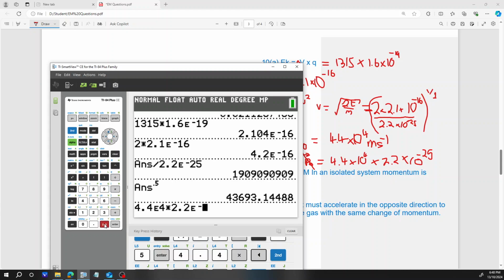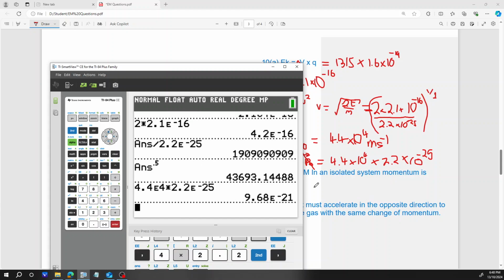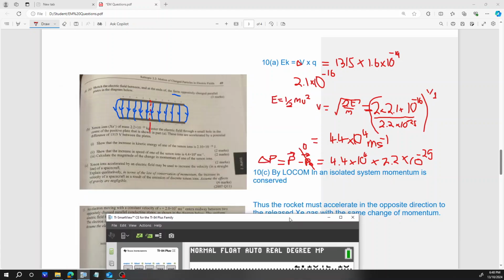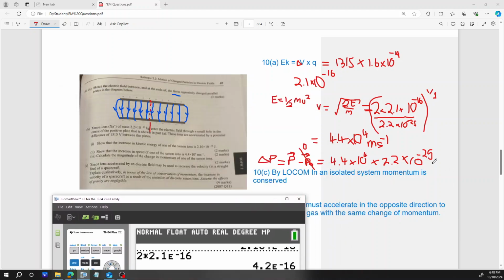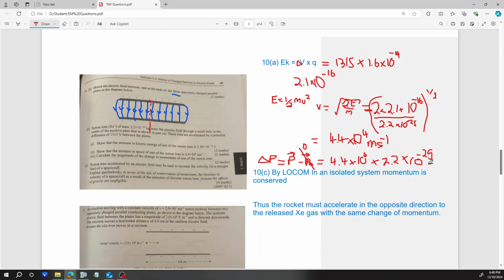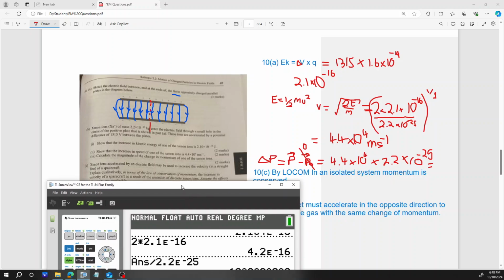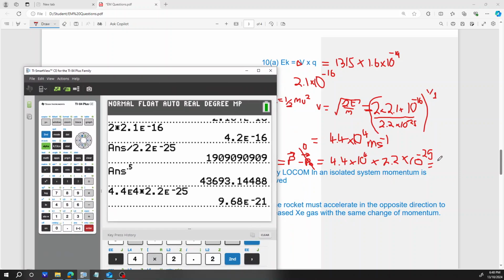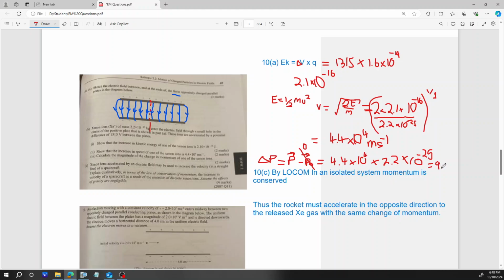E minus half. Okay, done. Was I sure of that? No, that's it. All right. Let's write that as 9.7.